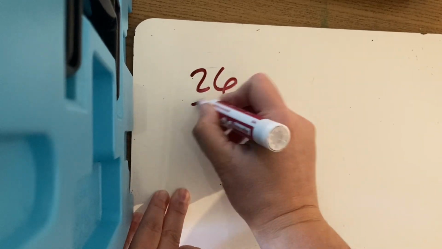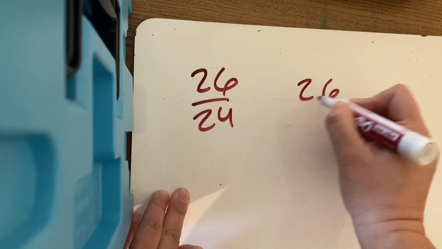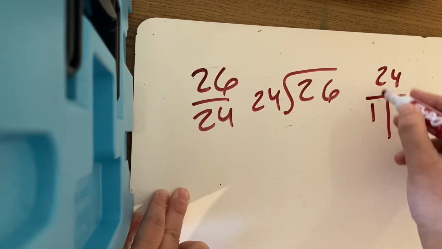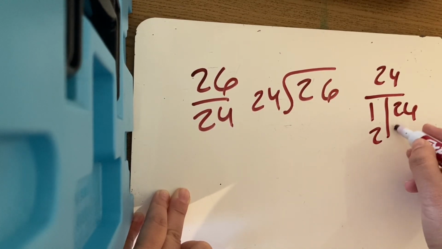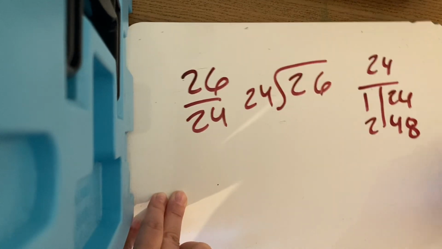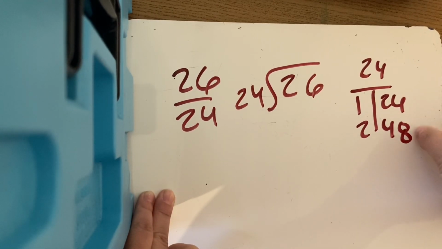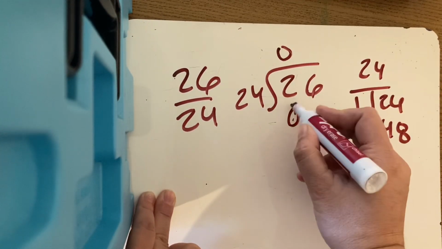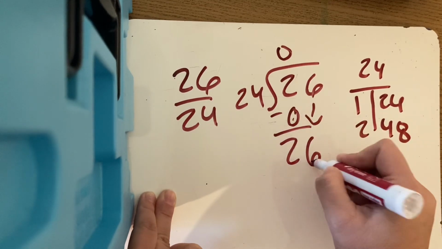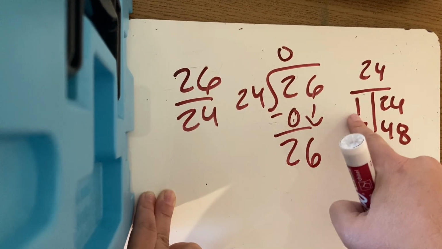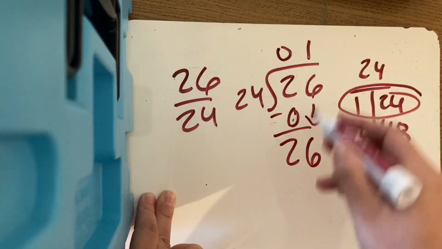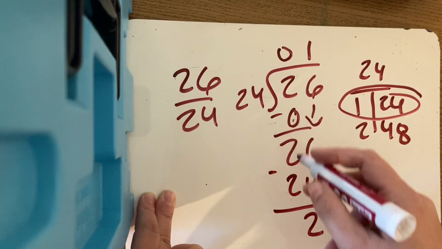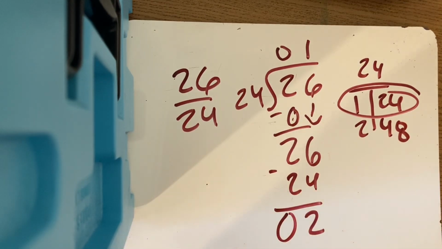So 26 over 24, top goes in, bottom goes out. So if you need to make a quick multiples chart, you can. 1 times 24 is 24. You should know that 2 times 24 is 48 though, because 24 plus 24 is 48, so that's too big. So 24 goes into 2 0 times. And 24 can fit into 26 only once. 6 minus 4 is 2. Okay, 2 minus 2 is 0.